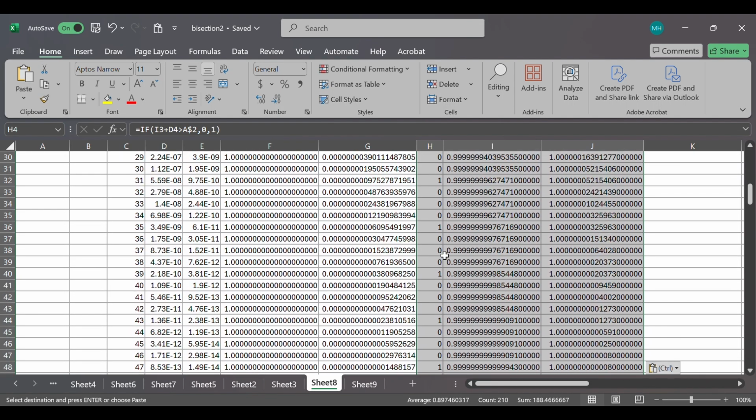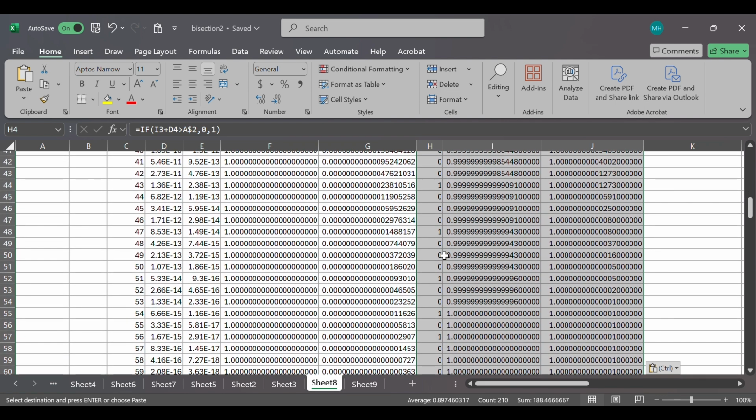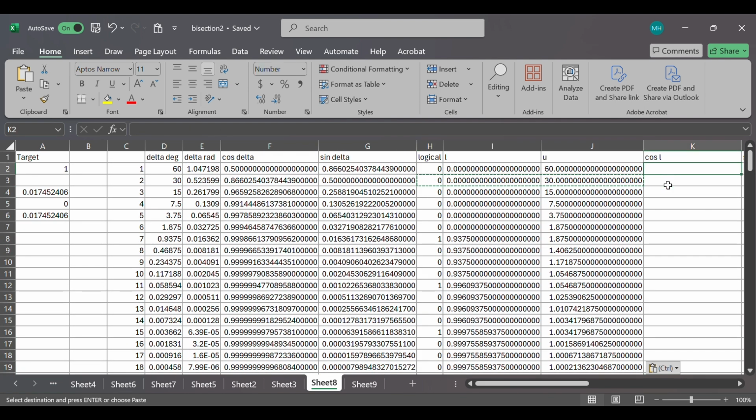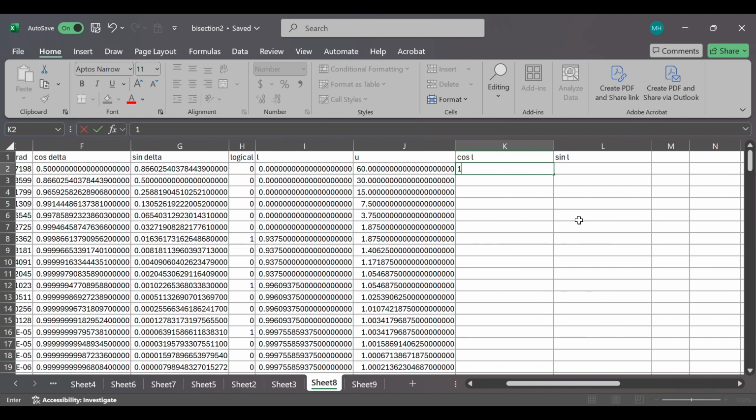And it looks like it's working. It's not working, though, as well as it could. We'll talk about that in a moment. It's just a little bit off at the very end.